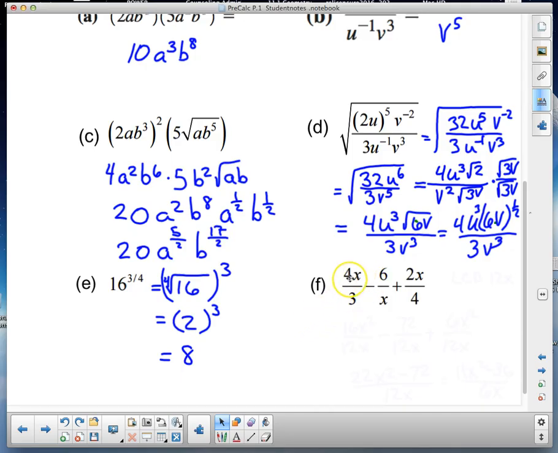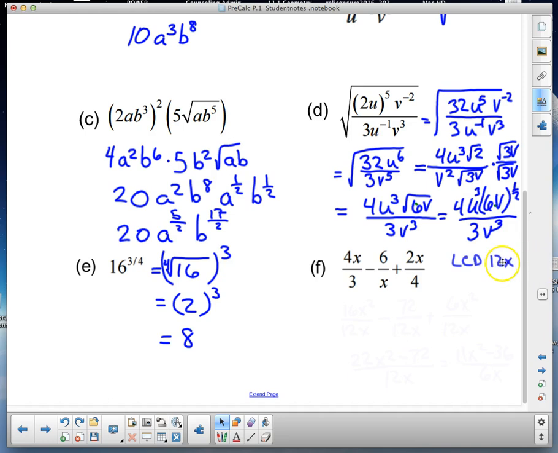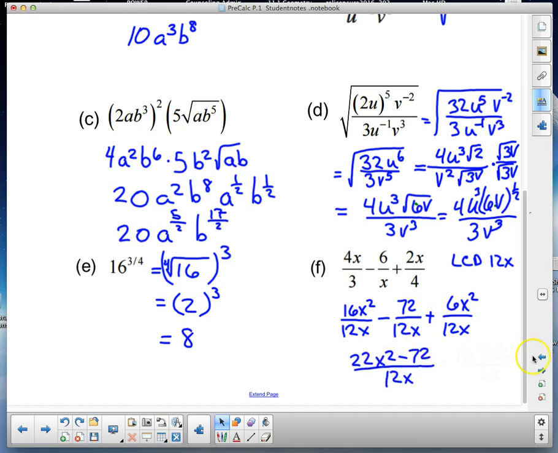Here I've got something that's kind of interesting. I'm going to find an LCD of 12x all the way across. So 3 goes into 12x 4x times, and 6 goes into 12x 2x times, or 12. I've got to multiply top and bottom here by 12 because x goes into 12x 12 times. And here 4 goes into 12x 3 times, so I multiply the top by 3. Now everything is in 12x, and I can combine like terms on top, and after that, I can reduce. And I come up with my final answer.